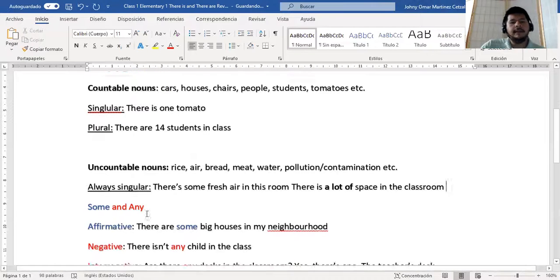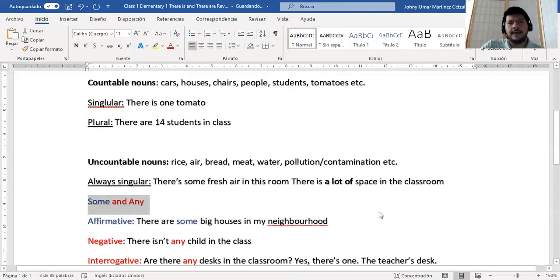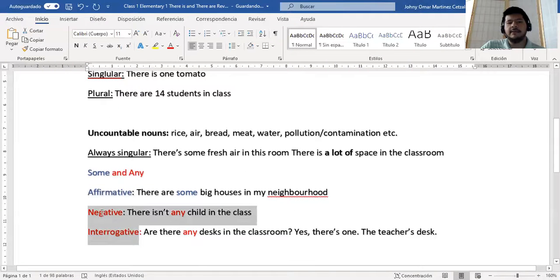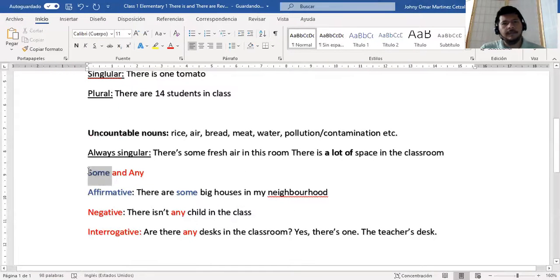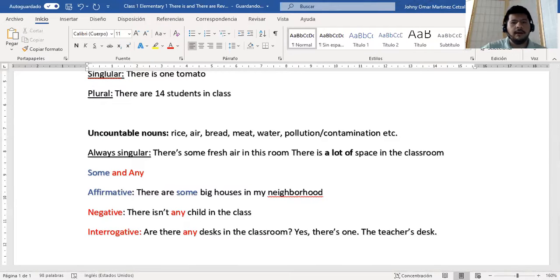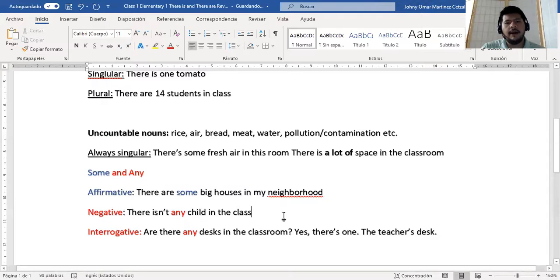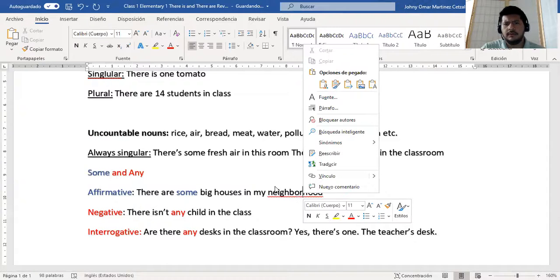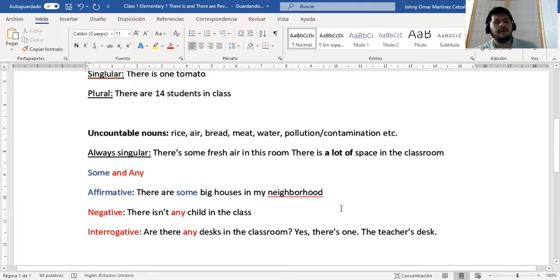Now, let's see the difference of some and any. So some is in blue and any is in red, okay? We use some when we are talking about affirmative. So we say, there are some big houses in my neighborhood, okay? This is British and this is American, okay? So there are some houses in my neighborhood, okay? Let's see the correction. Doesn't have correction, so it's correct. So neighborhood, okay?